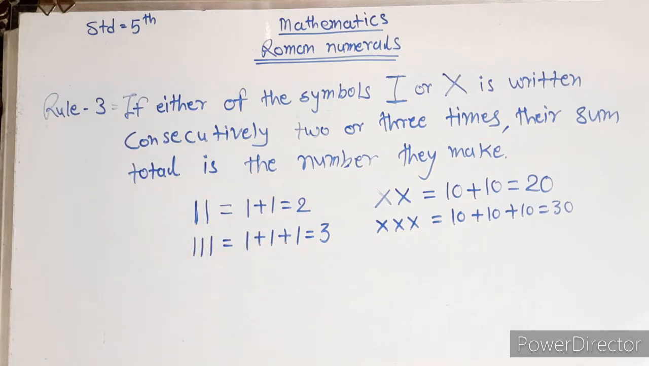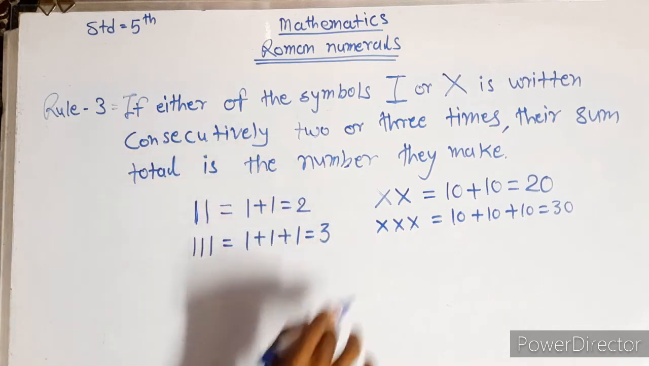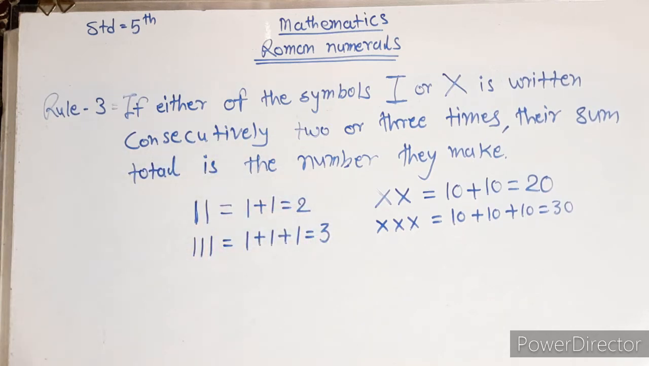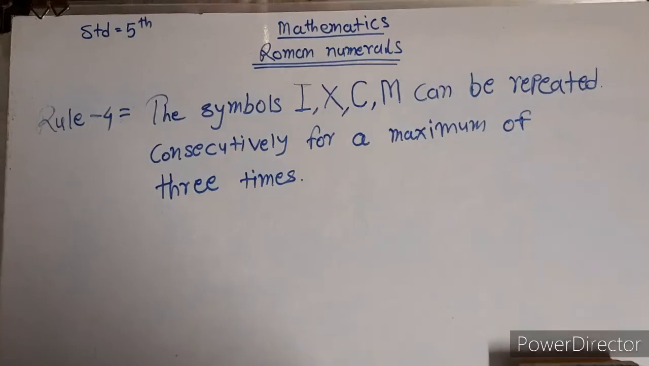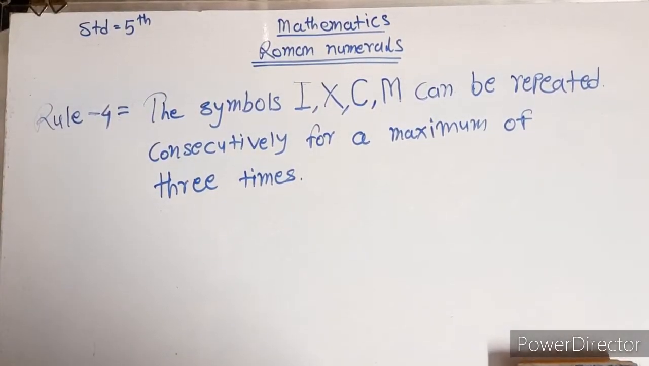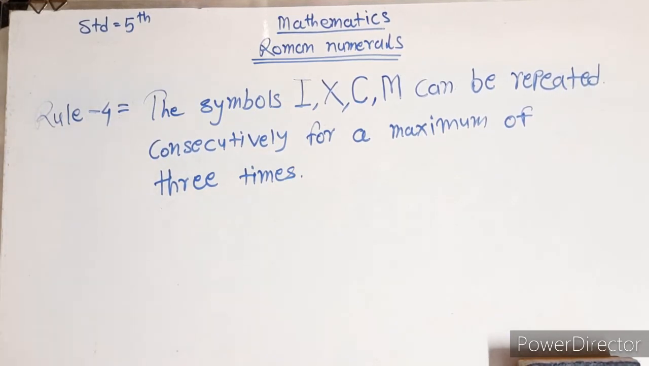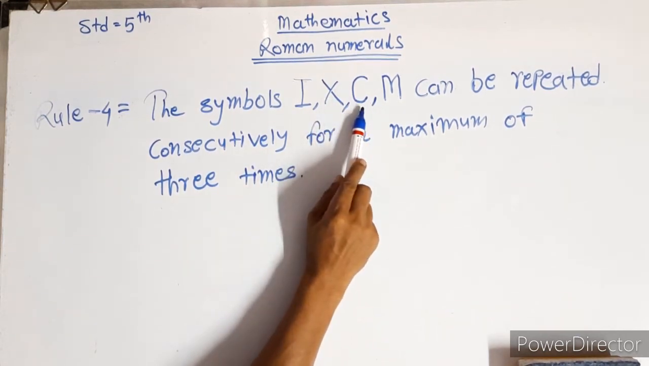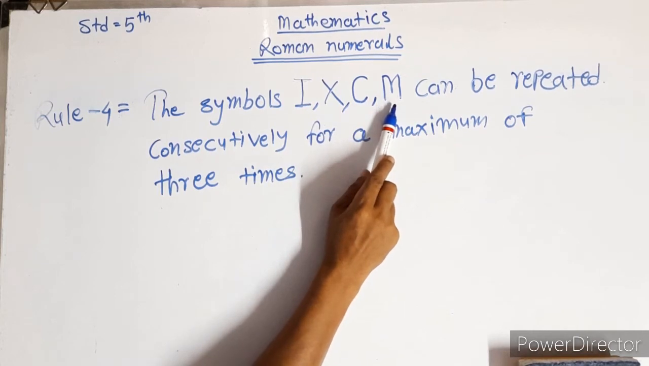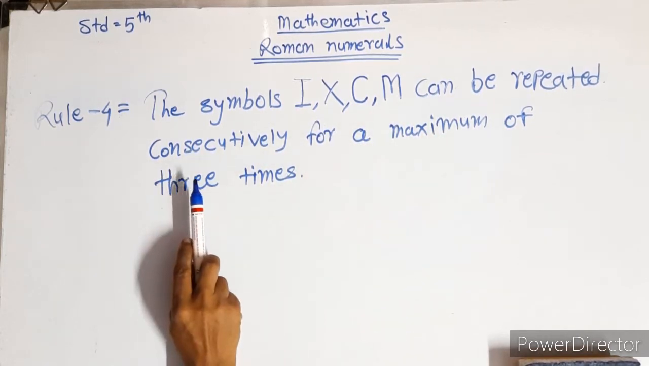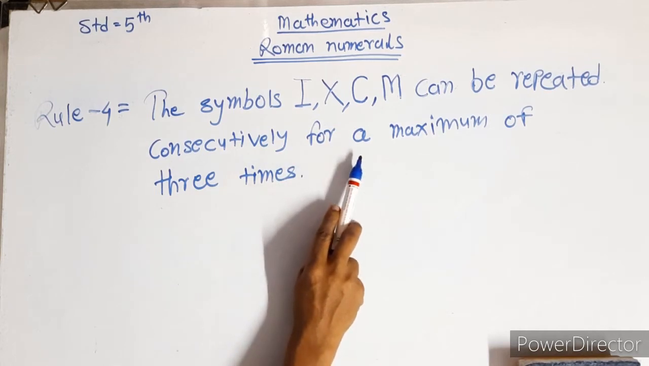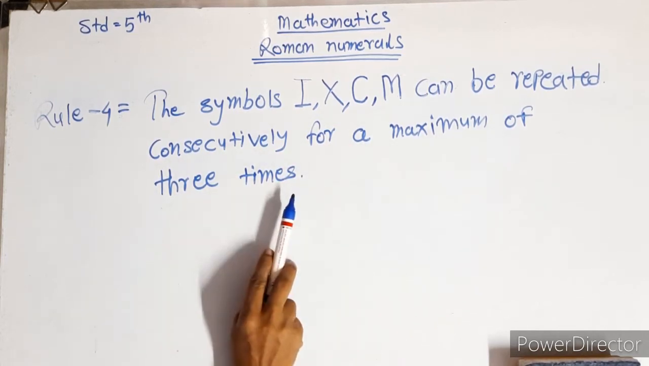We learned in the circle, do not use any symbol more than 3 times. Now we learn about rule number 4. The symbols I, X, C, M can be repeated consecutively for a maximum of 3 times.